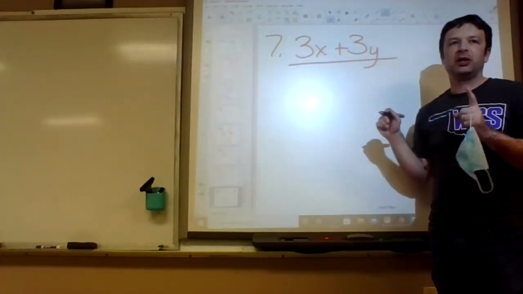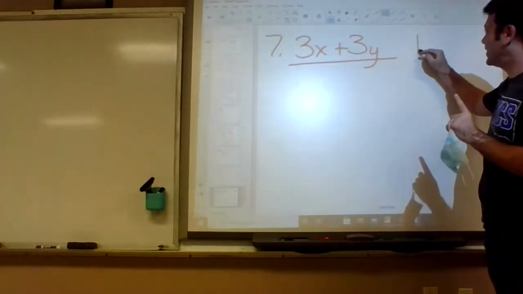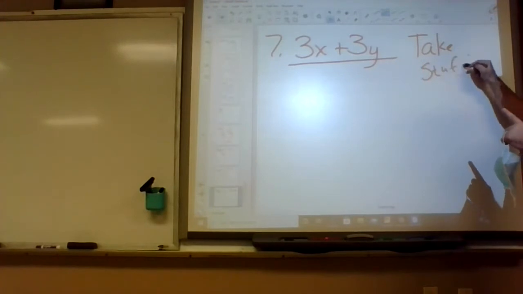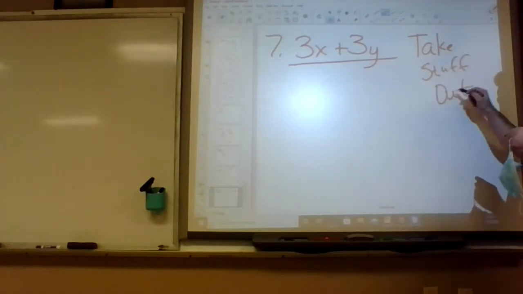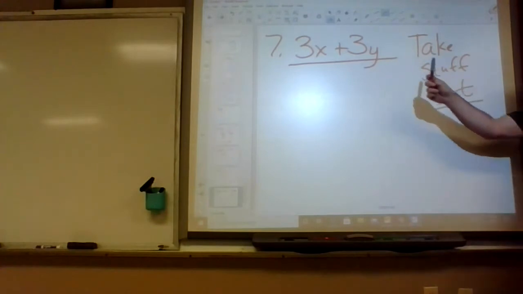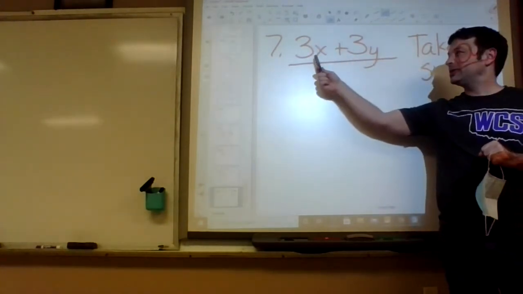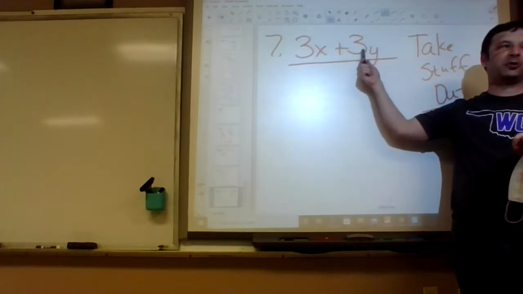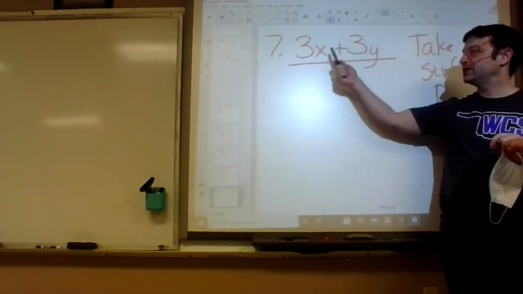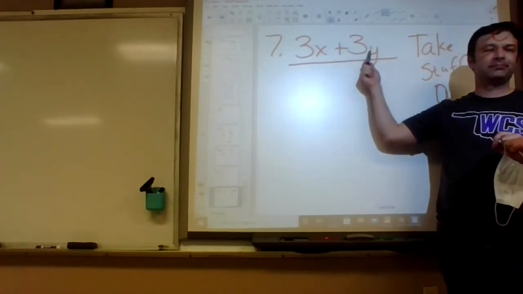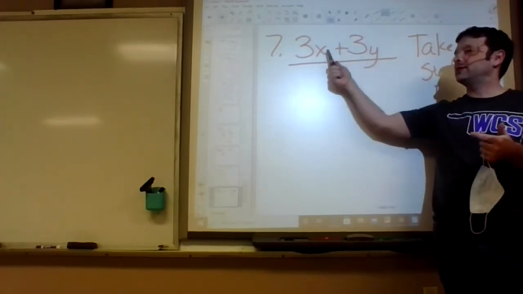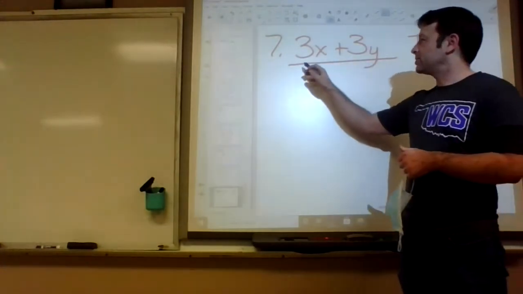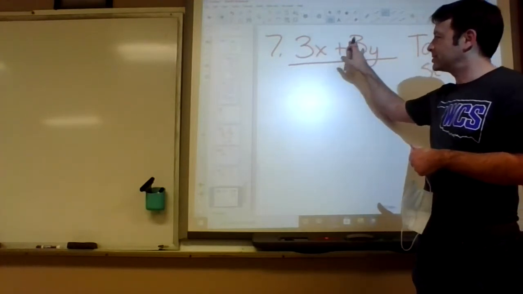The first way of factoring, which we're learning today, is called take stuff out. This is the very official title. TSO. Okay, so my question is, what can both of these terms be divided by? What can I take out of both of these? 3. How about the letters? No, the letters don't have any factors in common. Like if they both had an x, we could take an x out. So the greatest common factor of both of these terms is just 3.